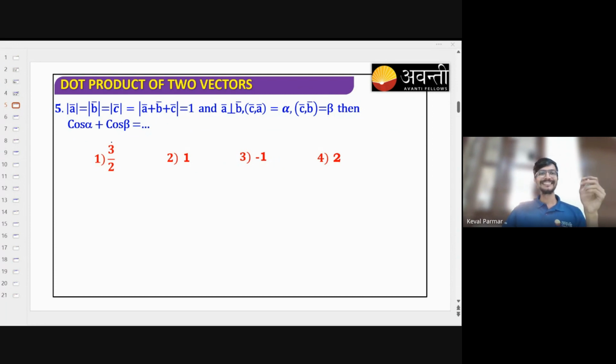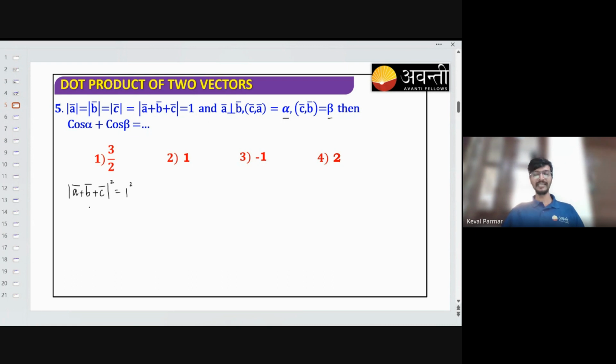There are 4 vectors A, B, C and A plus B plus C whose magnitude is 1. A is perpendicular to B, the angle between A and C is alpha, and the angle between B and C is beta. Okay, so let's start here. I have been given that the magnitude of A vector plus B vector plus C vector is equal to 1. Let's square on both the sides. Do you know the formula? I think you know it because we did it in our lecture while studying dot product. The formula for A plus B plus C the whole square is A square plus B square plus C square plus 2A dot B plus 2B dot C plus 2A dot C is equal to 1.